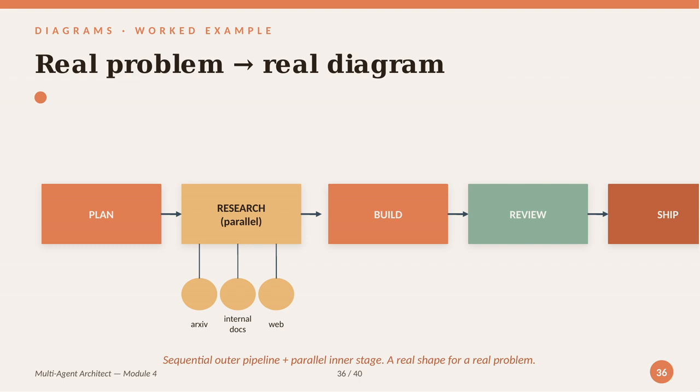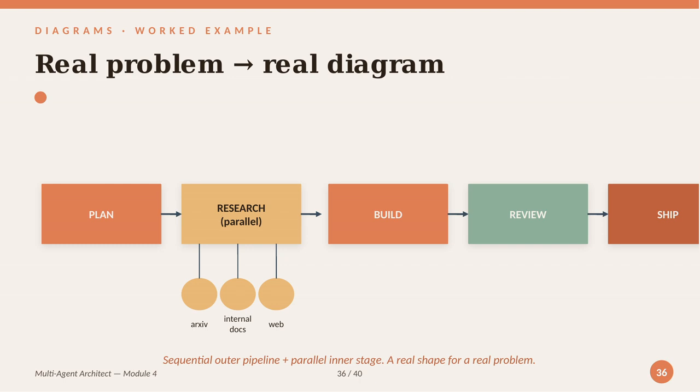This is a hybrid. Sequential pipelines plus parallelism in stage. The shape captures the natural structure of the problem. Research benefits from parallelism, but build needs all the research consolidated before it can start, and review needs the build complete before it can run.